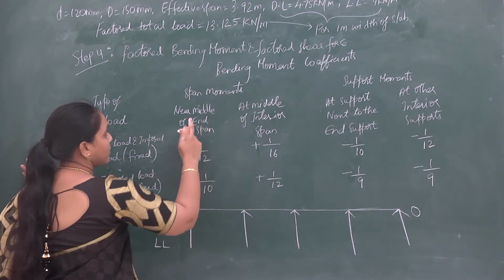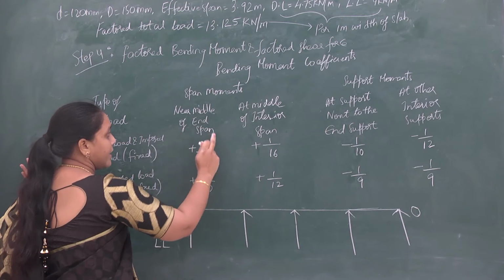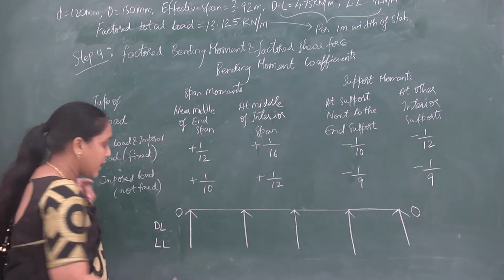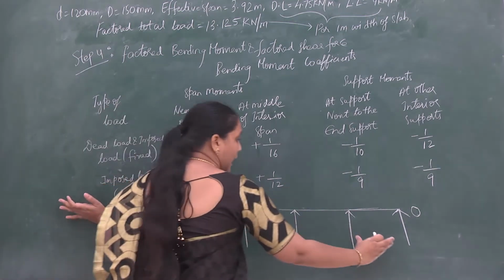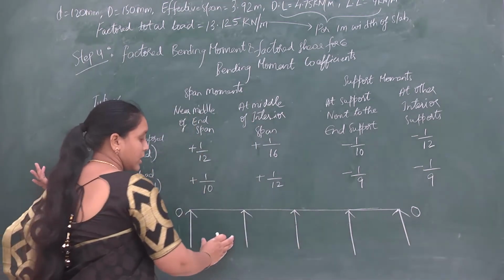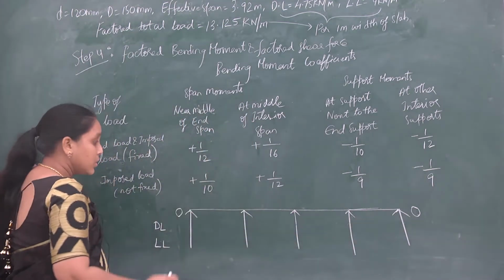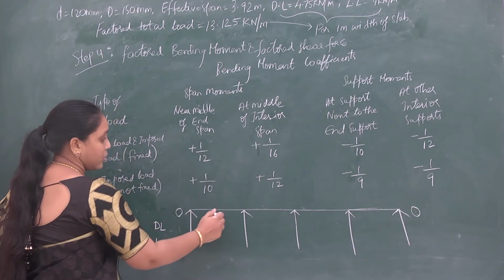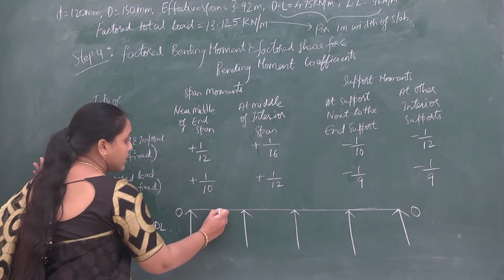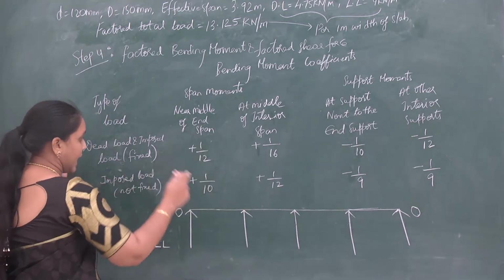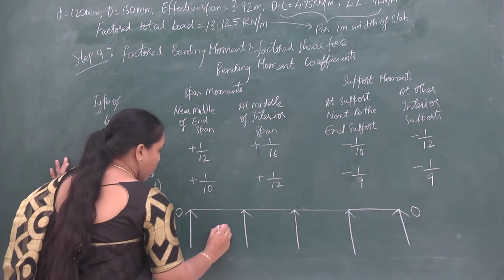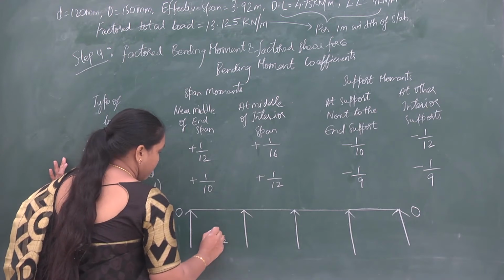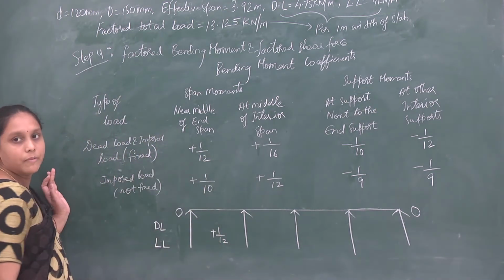So, span moments near the middle of the end span. What will be our end spans? This is our end span and this is our end span, isn't it? So these are the two end spans. At the middle of the end span, the bending moment coefficient for the dead load is how much? It is plus 1 by 12.